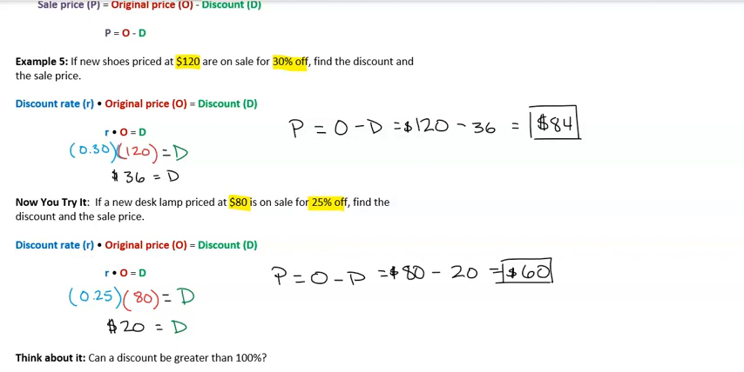The last thing here in this section is to think about this. Can a discount be greater than 100%? I'm just going to give you a moment to think about that. The answer is no, because if it was greater than 100%, it would be free. In fact, then the person selling it would be owing you money. So no, it can't be greater than 100%.